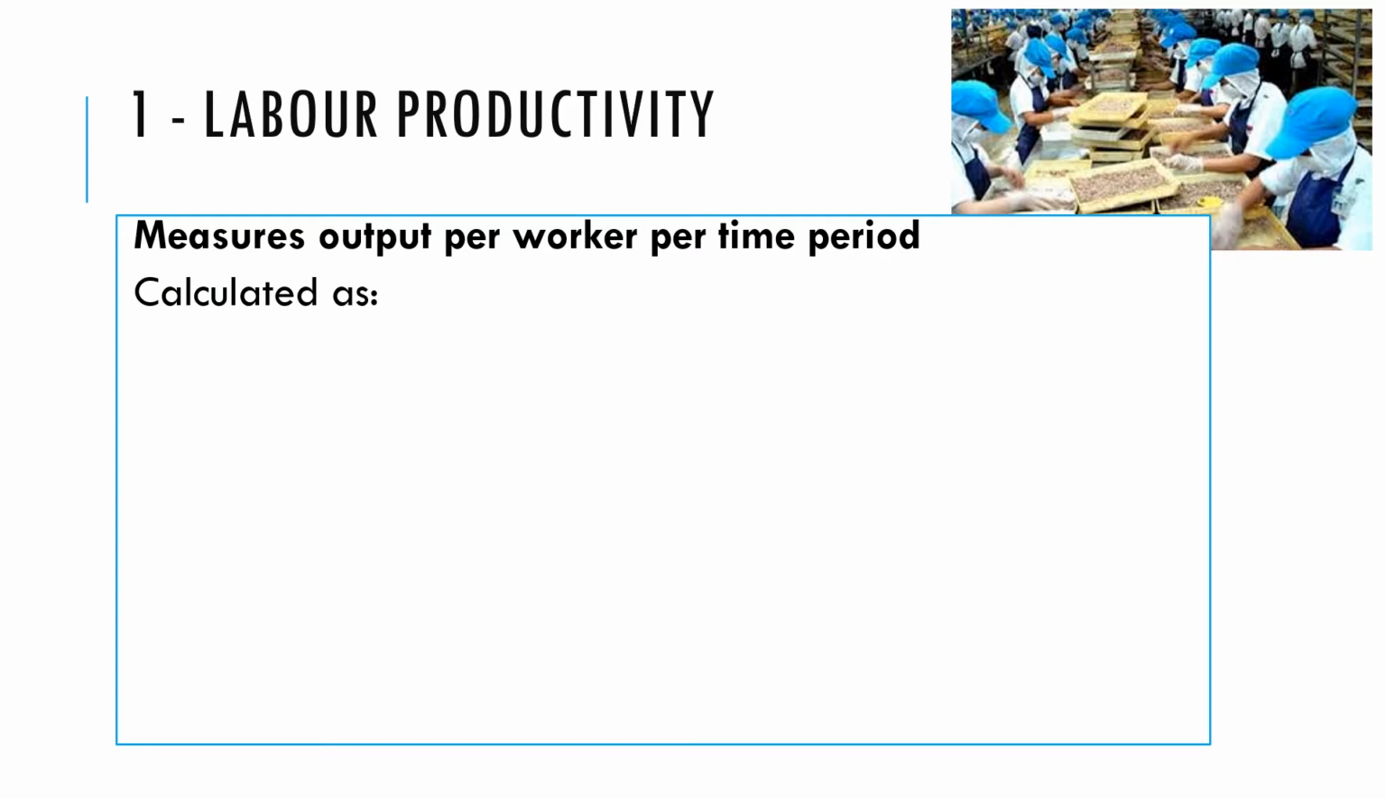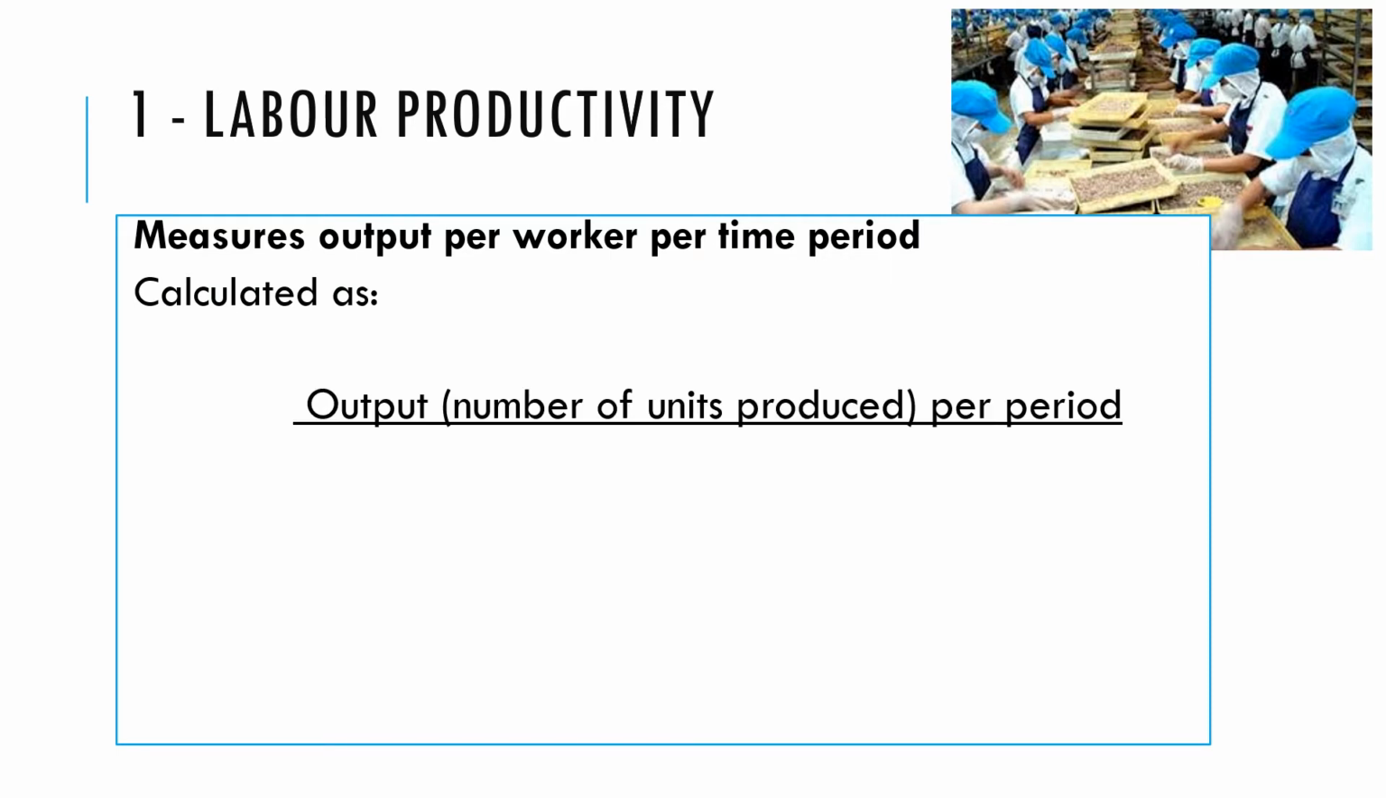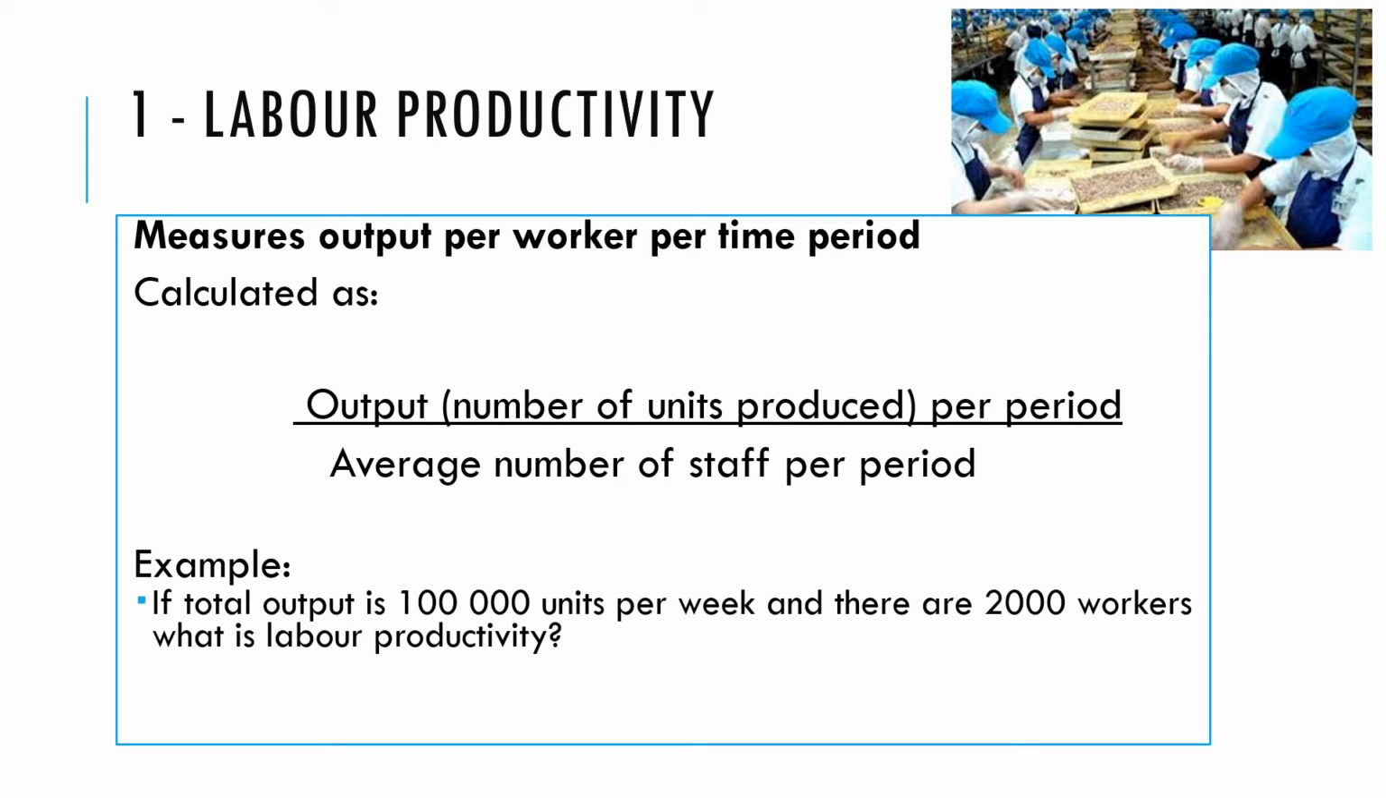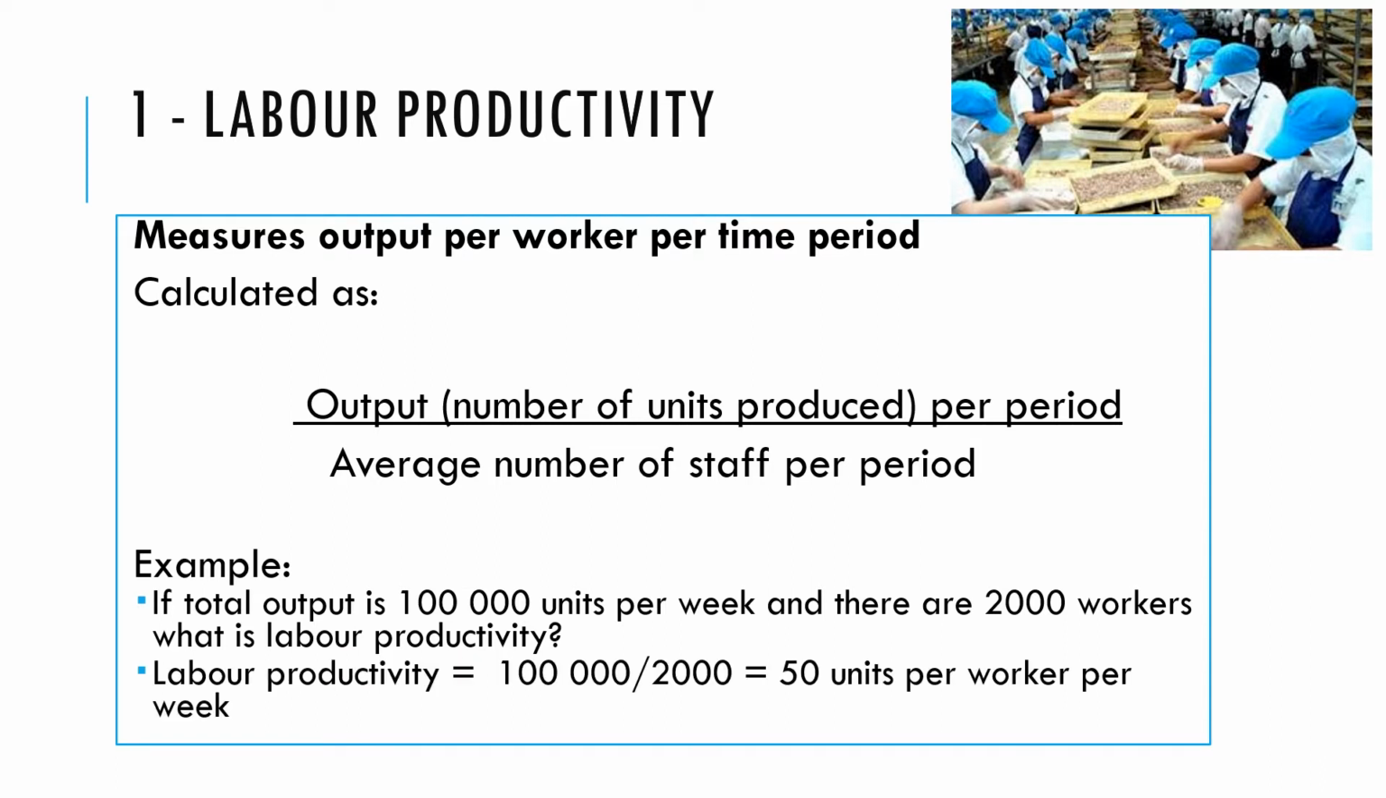And we calculate it using the formula output per period, so the number of units produced in a given time period, divided by the average number of staff for that period. So for example, if the total output in a period is 100,000 units per week, and there are 2,000 workers on average for that week, what is the labor productivity? What is the output per worker? Well, it's simply 100,000 divided by 2,000, so 50 units per worker per week.